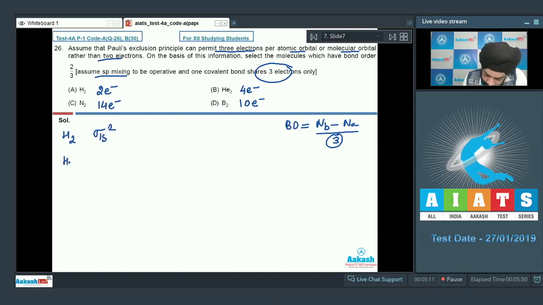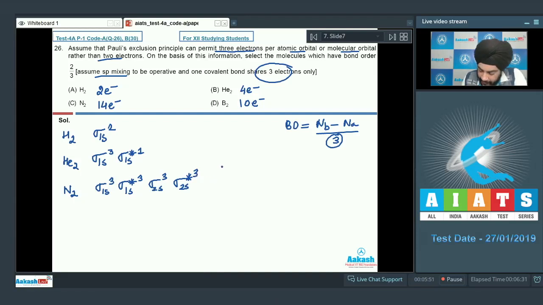If we talk about He2, we're going to have sigma 1s3, sigma star 1s1. If we talk about N2, the configuration of N2 will be sigma 1s3, sigma star 1s3, sigma 2s3, sigma star 2s3. We're going to have sp mixing operative in N2. So next we'll have pi 2px1 equal to pi 2py1.